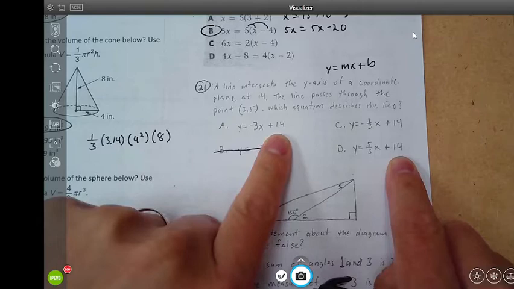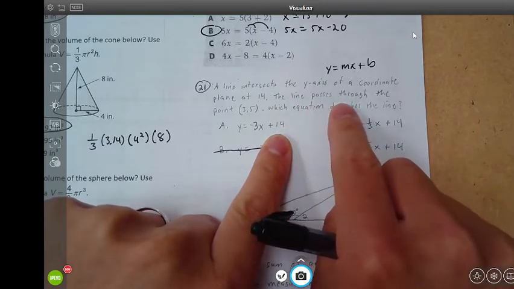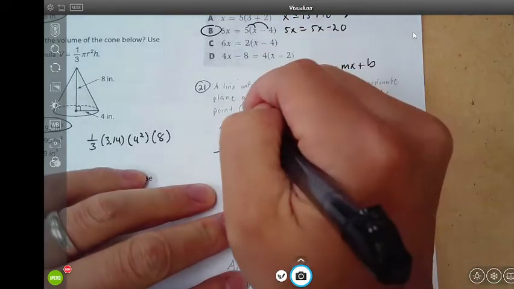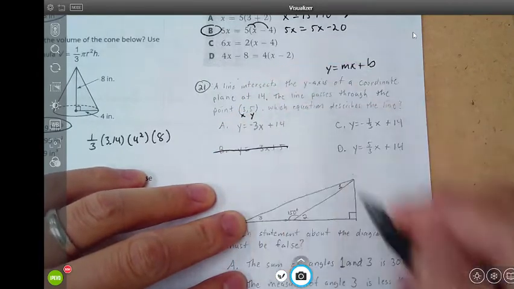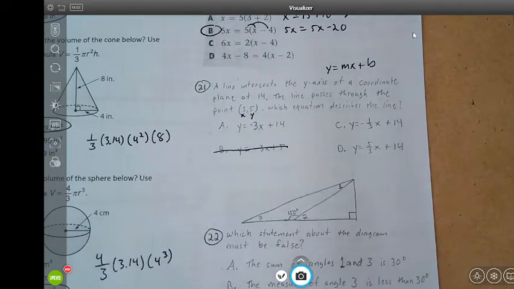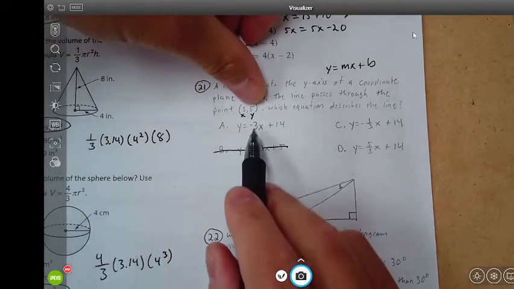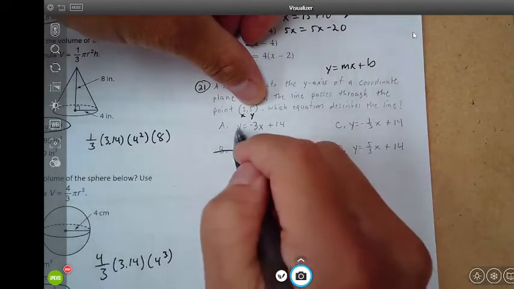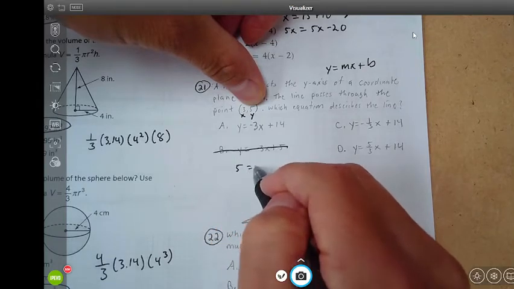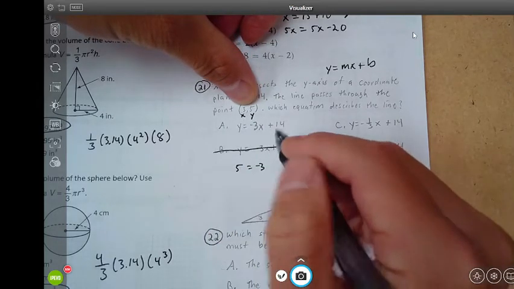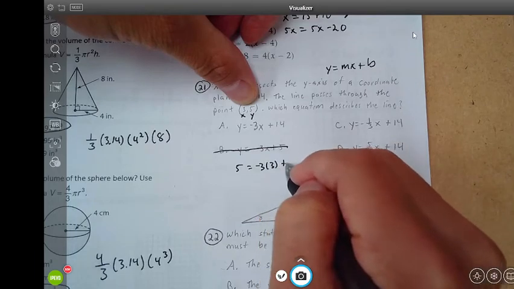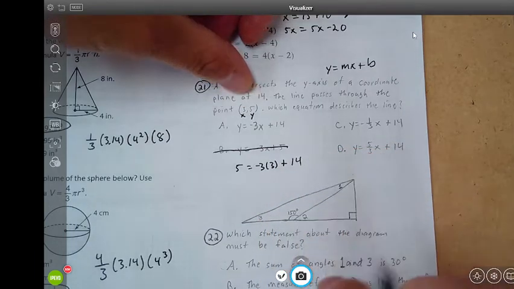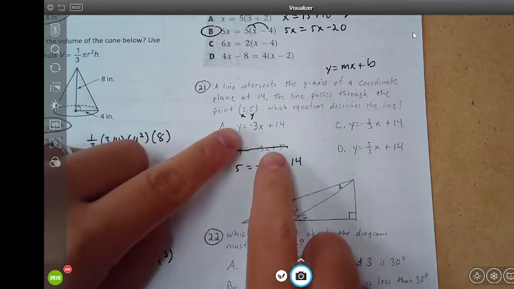Now it also has to pass through the point (3, 5), right? And this is your x and this is your y. So if we plug the x and y in, it needs to work in the equation. Let's plug it into A. So y is 5. I plug in y is 5 equals negative 3 times x, which is also 3, plus 14. I plugged in the x and the y into that equation.